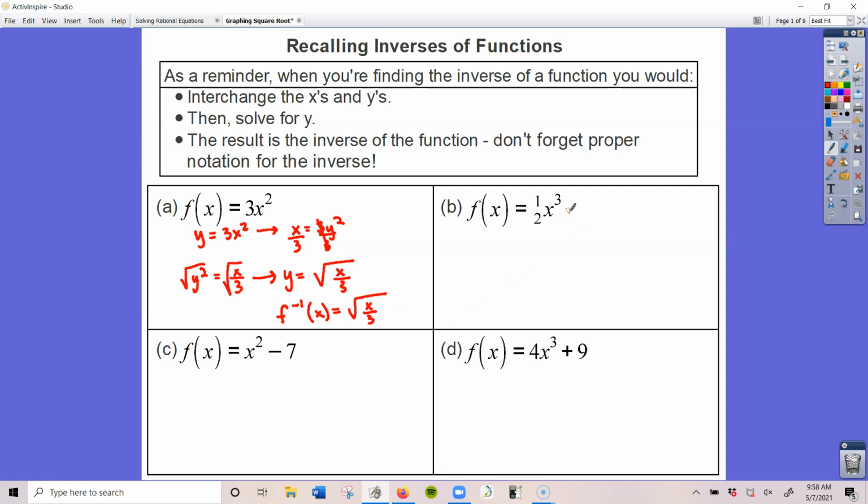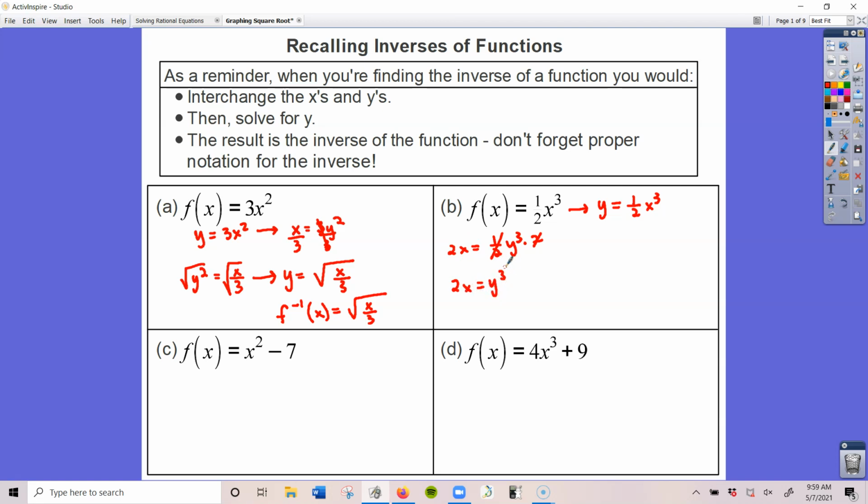Let's try that again over here. We have f of x is equal to 1/2 x to the third. So remember that f of x is y, so this is y equals 1/2 x to the third. I change the x and the y, so x is equal to 1/2 y to the third. And now I'm going to solve for y. So first I need to get rid of this 1/2, so I'm going to multiply both sides by 2. So I get 2x is equal to y to the third.